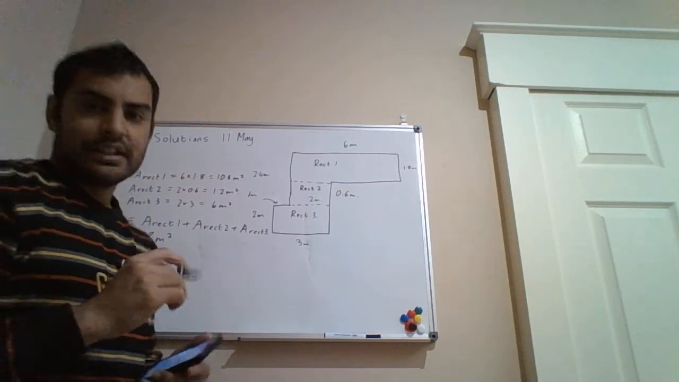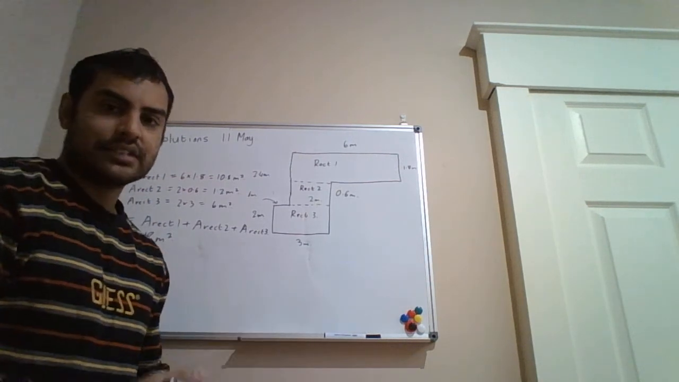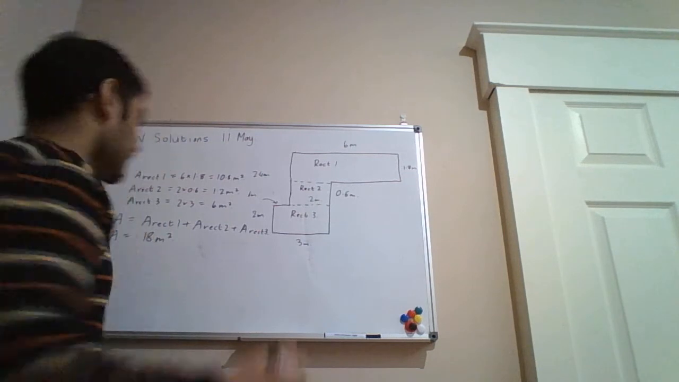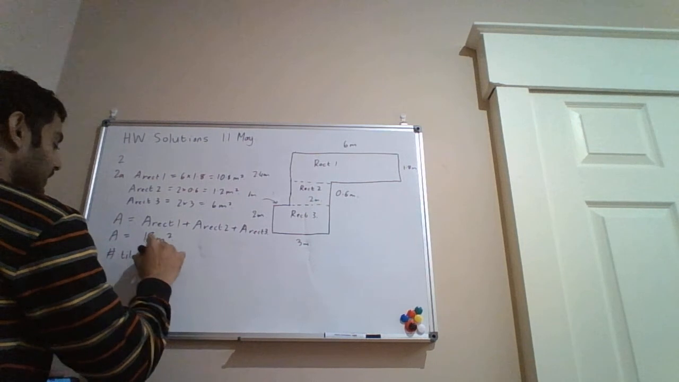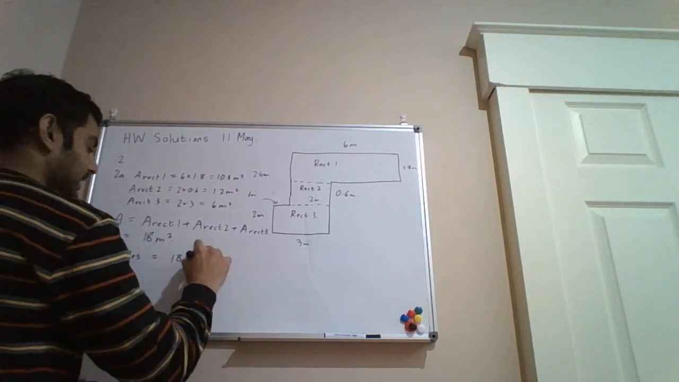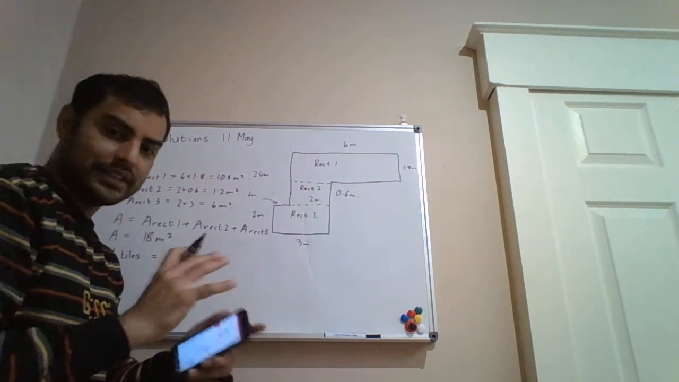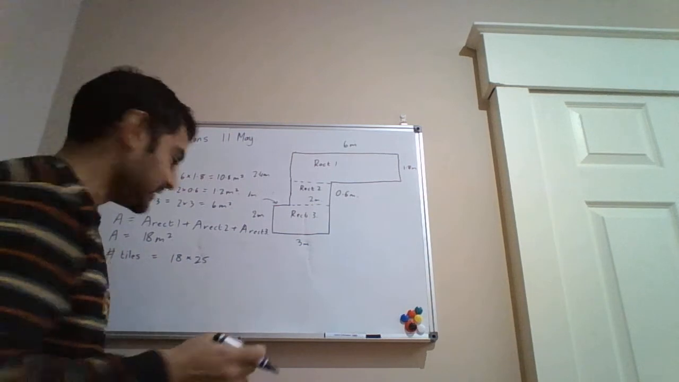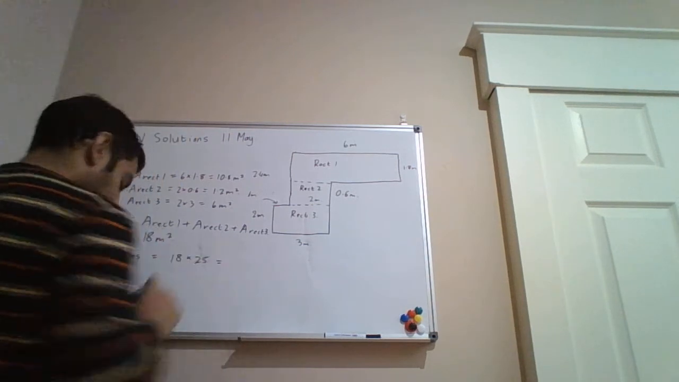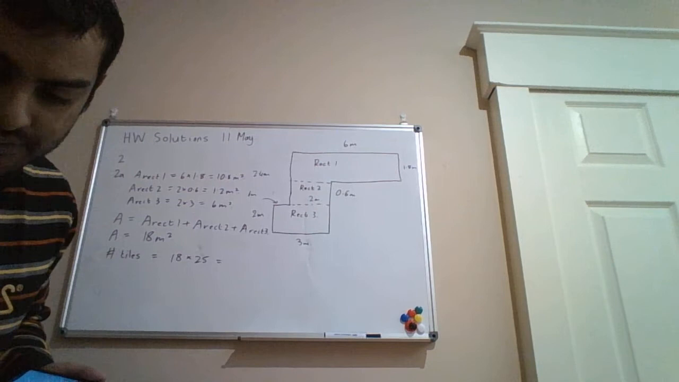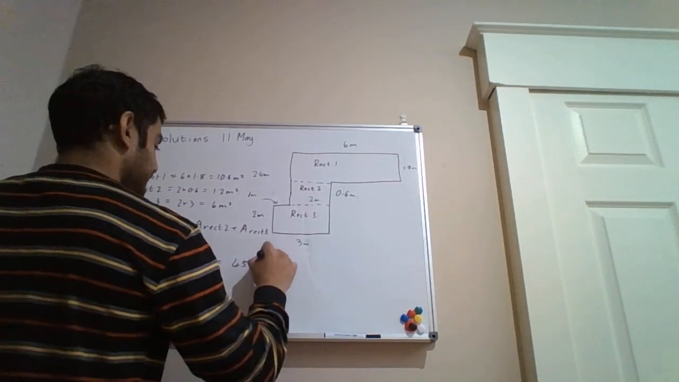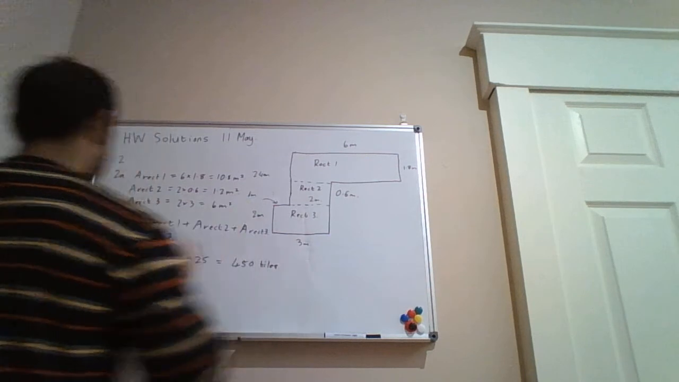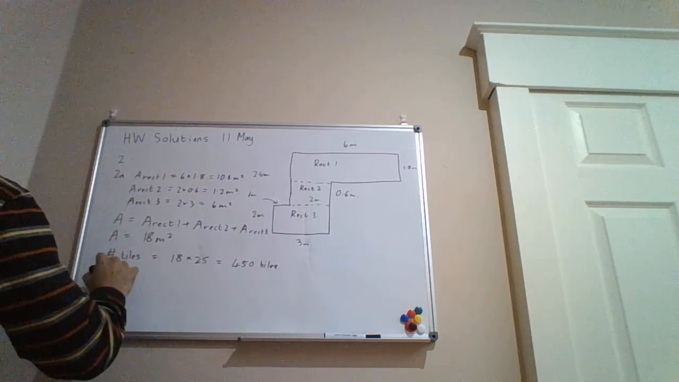And now we say that in every meter squared there's 25 tiles. So the number of tiles is going to be 18 times 25. So each meter is 25, so we times them. 18 times 25 is 450. Okay, so that's for 2A.